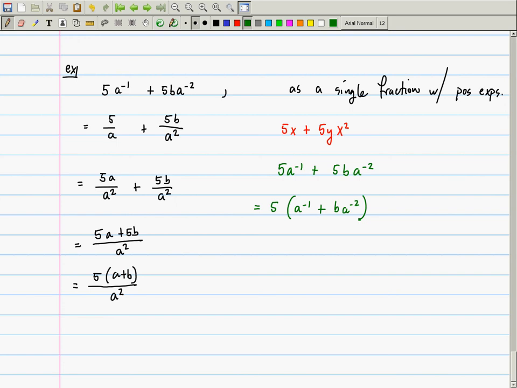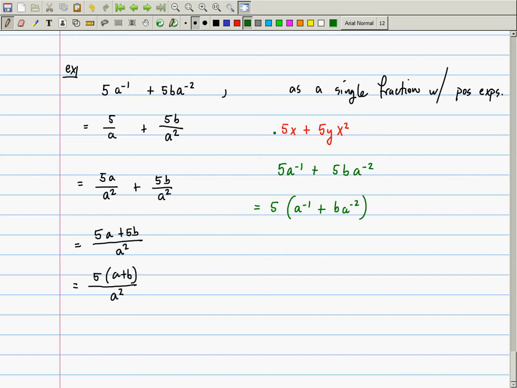So when you are deciding between 1 or 2, you choose 1. 0 y's or 1 y, you choose 0 y's. Negative 1 a's or negative 2 a's, you choose negative 2 because negative 2 is smaller.